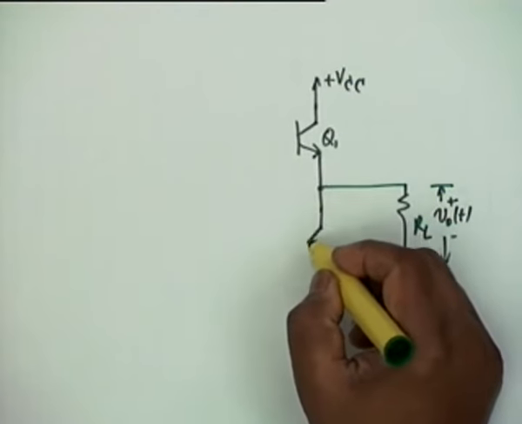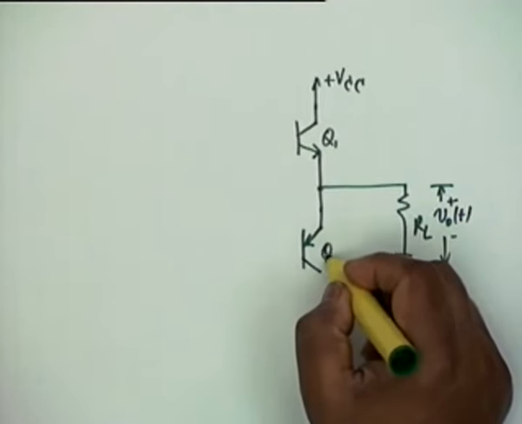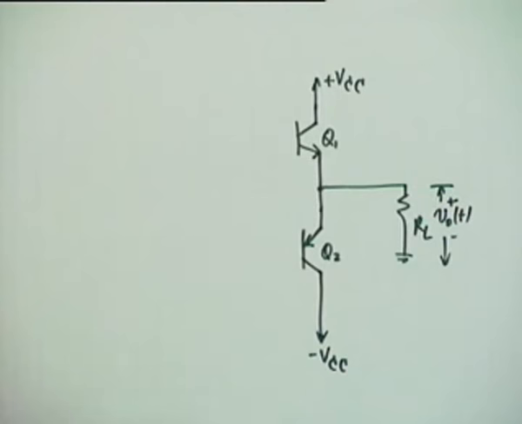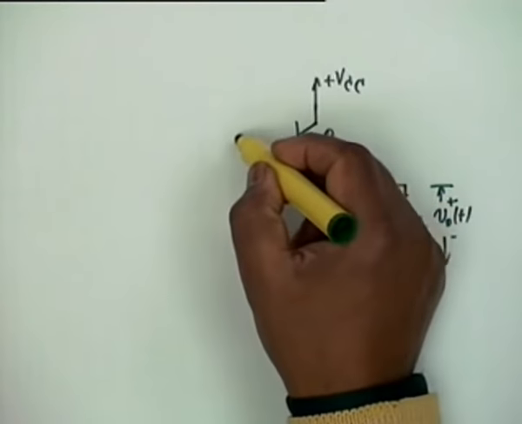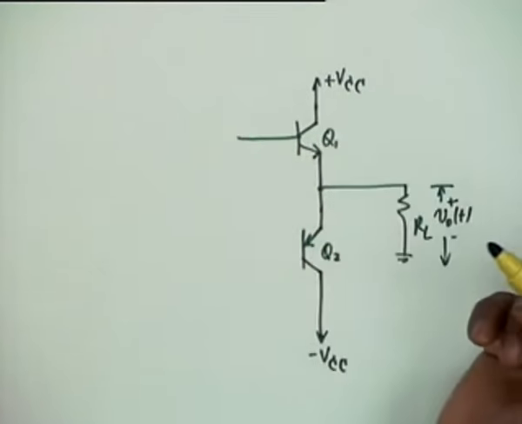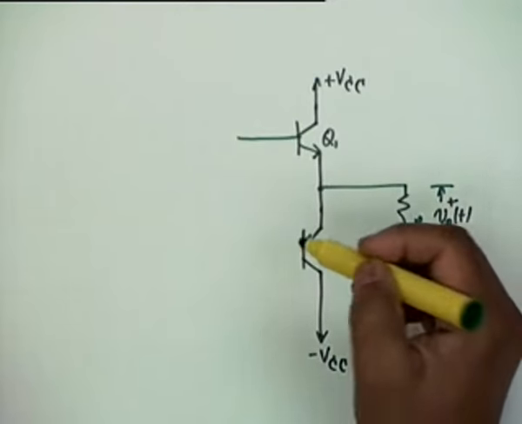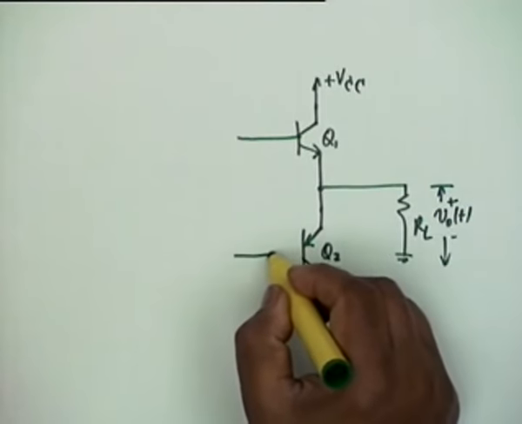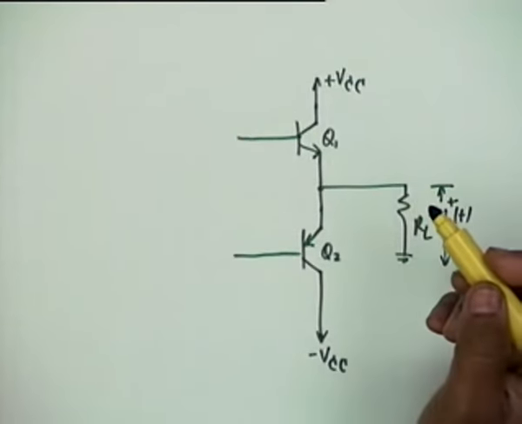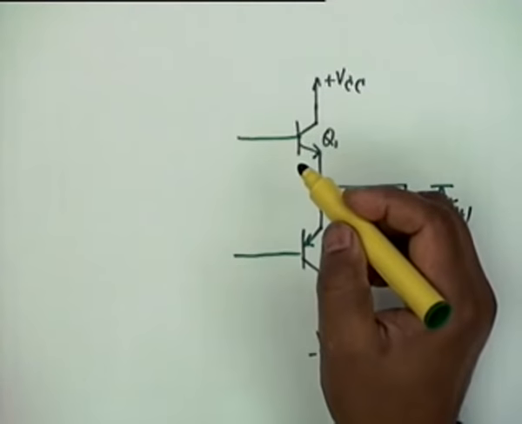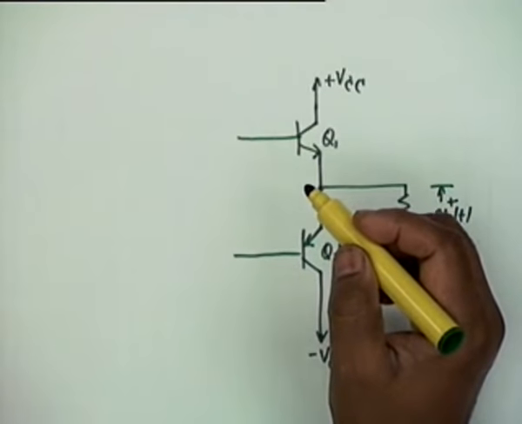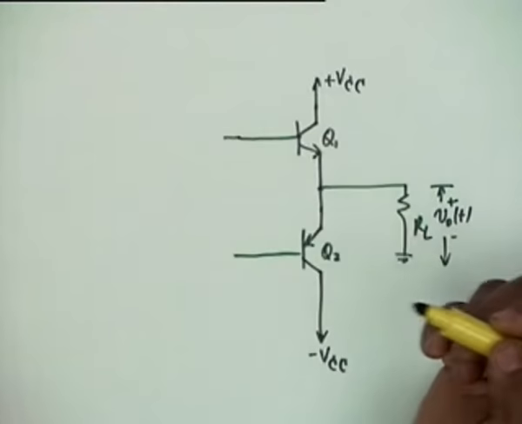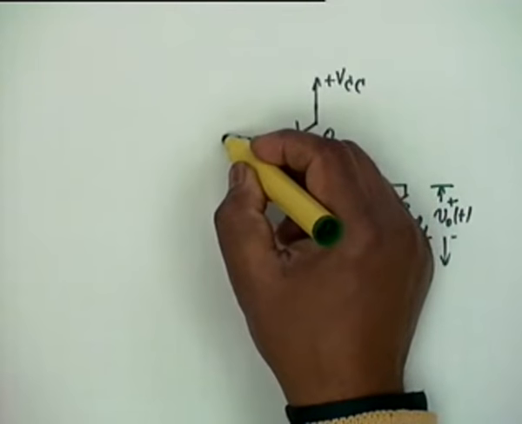Then you have the PNP transistor Q2, and this goes to minus VCC. All right. What we want to do is to bias this transistor Q1 to plus 0.7 and this transistor Q2 to minus 0.7. Now, this is done by connecting two transistors in diode connection from here to here. From here to here, we connect two transistors in diode connection.